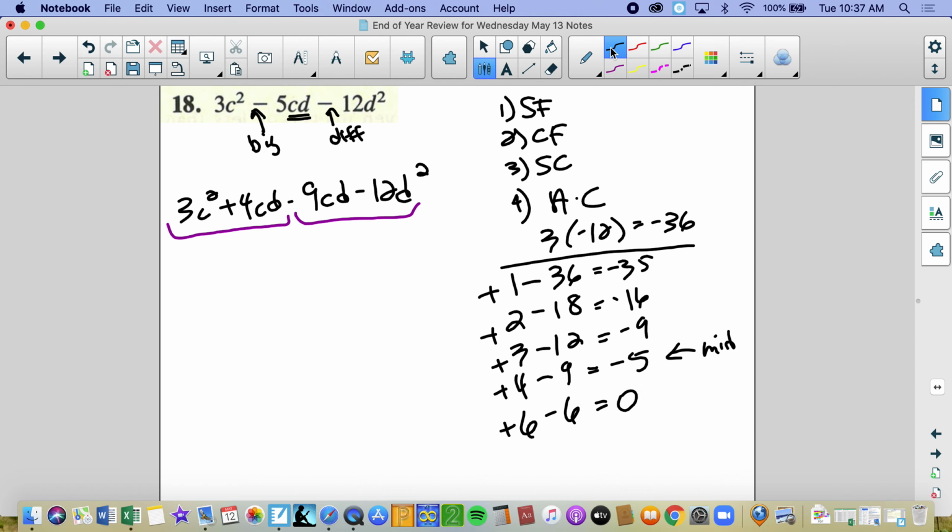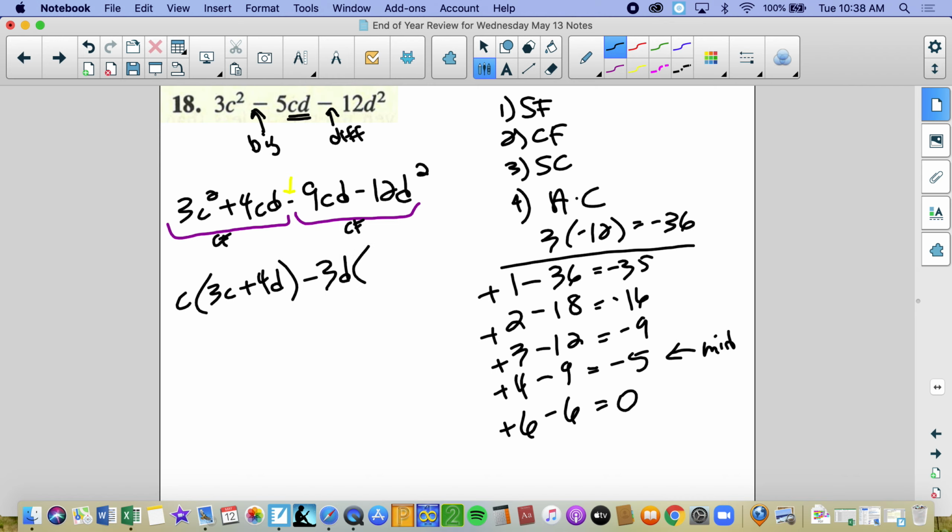So look at the first two terms. We're looking for a common factor. There's a C that they have in common. So that's 3c plus 4d. Let's look for a common factor. My first term is negative, so I have to factor out a negative 3d as the common factor.